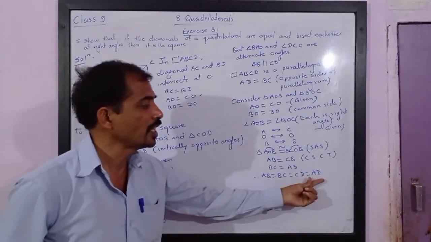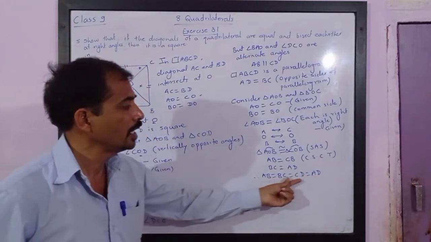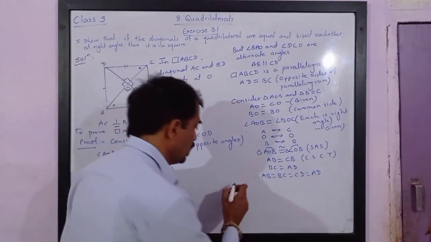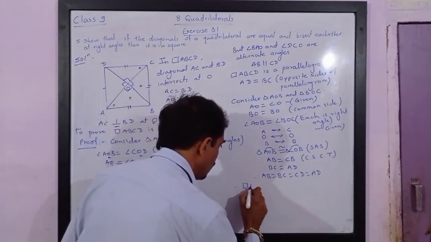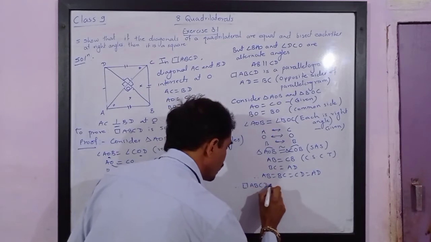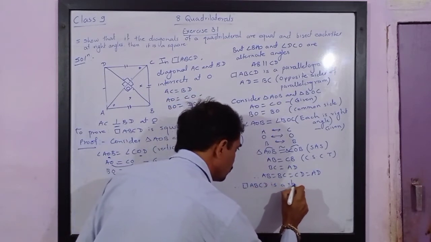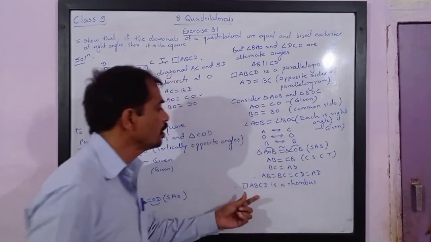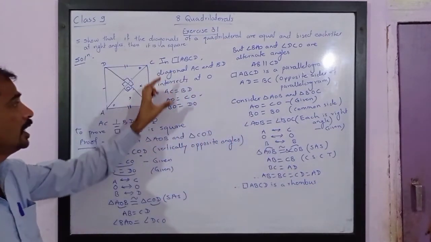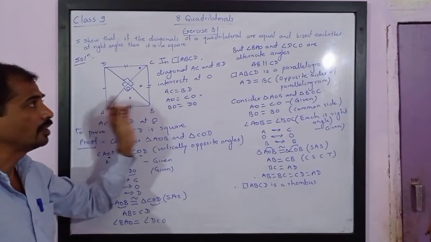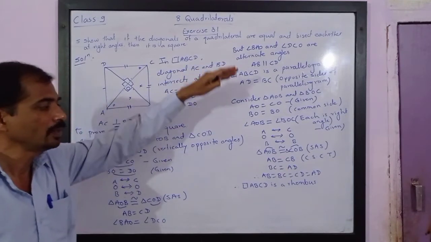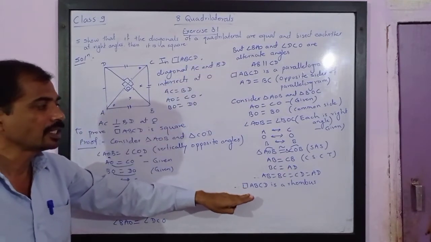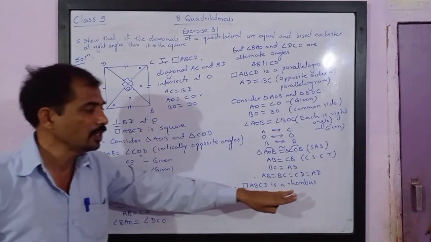Since all four sides are equal, we can call quadrilateral ABCD a rhombus. Therefore, quadrilateral ABCD is a rhombus. Now see, we have got quadrilateral ABCD as a rhombus as well. First we have proved that it is a parallelogram. Now we are proving that its adjacent sides are also equal, so it is a rhombus.